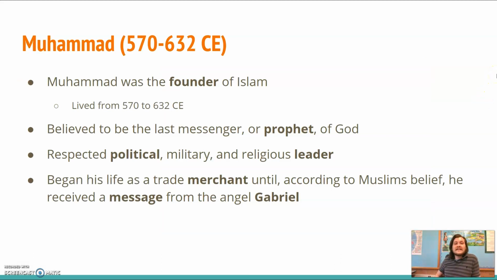Now, Muhammad is the founder of Islam, and he lived from 570 to 632 CE. And he's believed to be the last messenger or the prophet of God. Now, he was a respected political, military, and religious leader. And he began his life as a trade merchant until, according to Muslim belief, he received a message from the angel Gabriel.